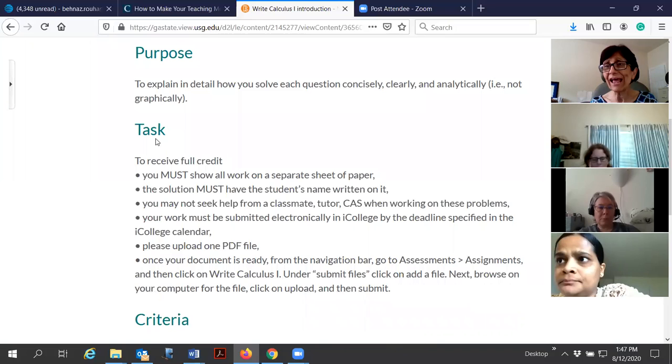And then what are the tasks? To receive full credit, you must show all work on a separate sheet of paper. The solution must have student's name written on it, and so on and so forth. So these are my expectations. So this is their task.